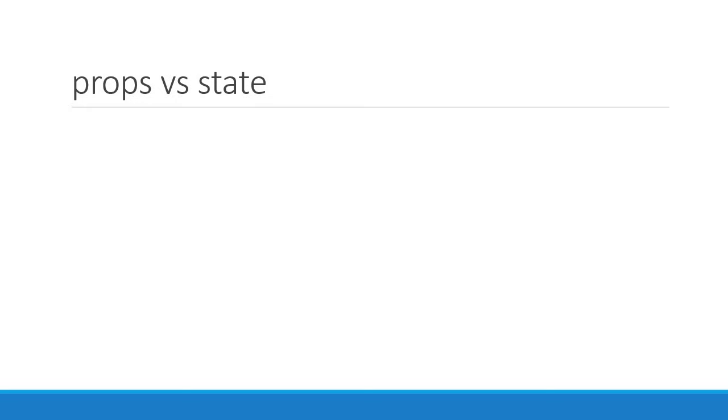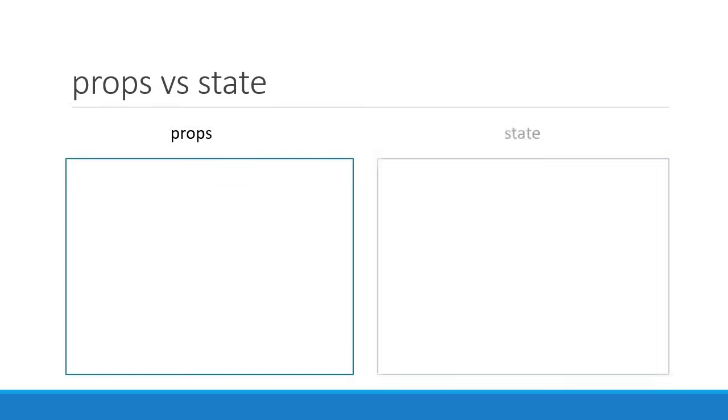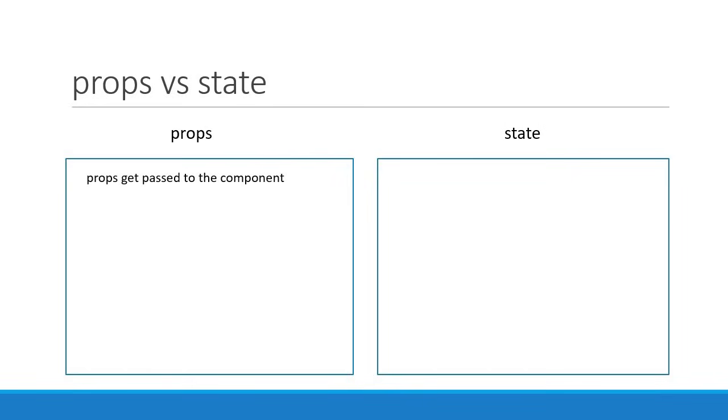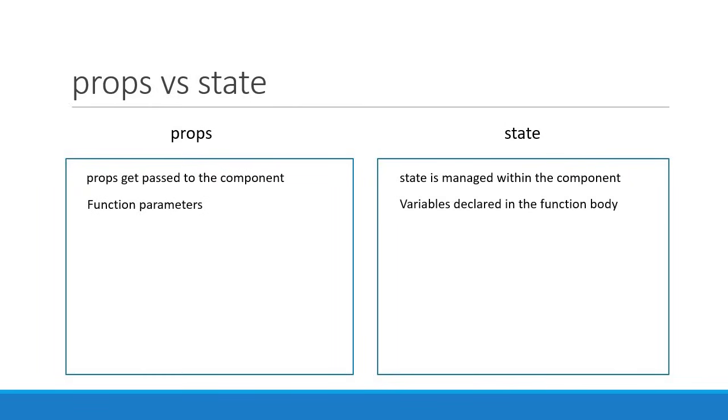Let's quickly review what you've learned about props and make a comparison by learning about state. After that, let's dive into an example to get a better understanding of how state works in React components. Let's take a look at the comparison first. The first one is that props get passed to the component, whereas state is managed within the component. An analogy for this would be function parameters against variables declared within the function body.